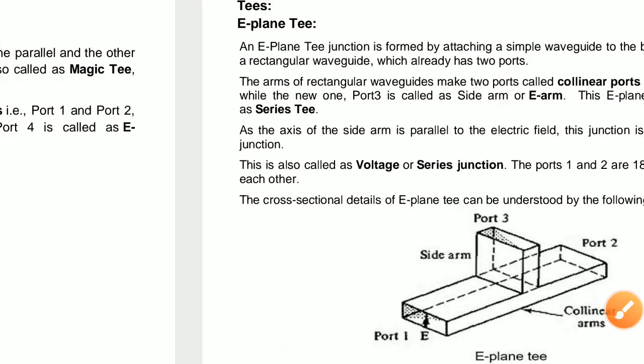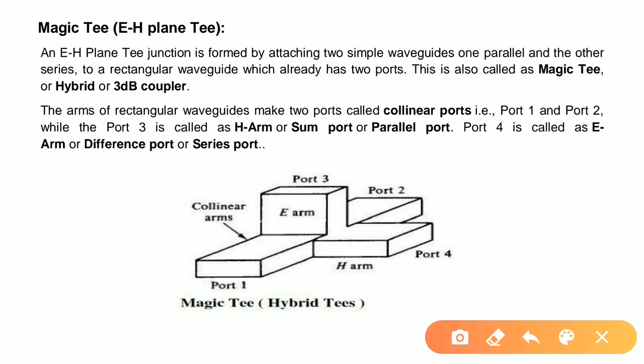The last is the magic T, which is also called the EH plane T. By just observing this figure, we can easily determine how this type of T can be formed. It is formed by attaching 2 T's, that is, the H plane T and the E plane T. It is a combination of these 2 types of T's, so it is called a hybrid T.